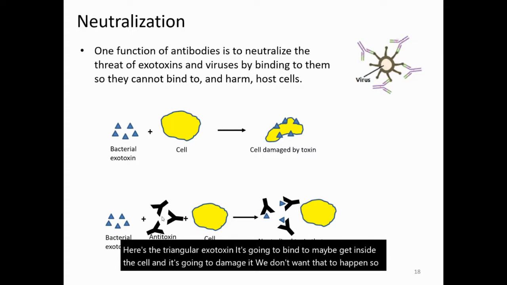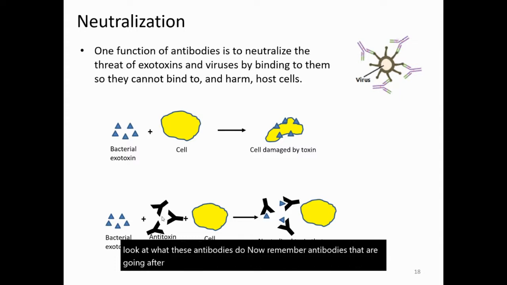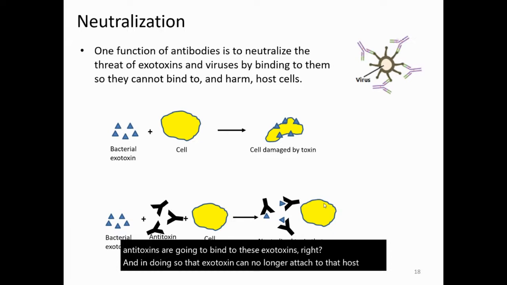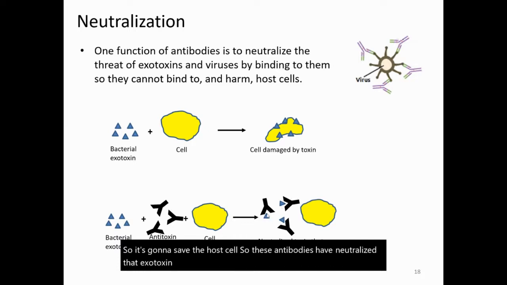So look at what these antibodies do. Now remember, antibodies that are going after a toxin have their own special name, which is an antitoxin. That's why you see it labeled as such down here. So notice these antitoxins are going to bind to these exotoxins, right? And in doing so, that exotoxin can no longer attach to that host cell. So it's going to save the host cell. So these antibodies have neutralized that exotoxin threat because when they bound to the toxin, that prevented the toxin from being able to bind the host cell.